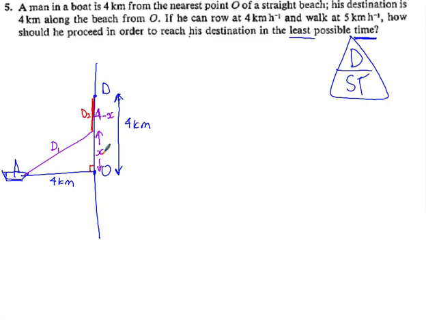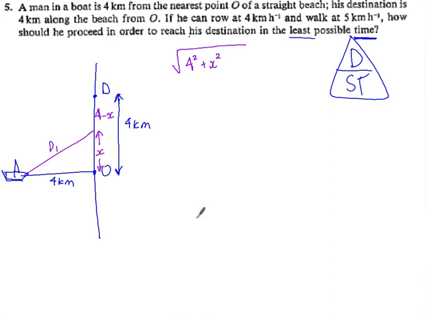But because we're trying to find time, and time is distance divided by speed. So our first distance there, D1, is the square root of 4 squared plus x squared. So that's our distance D1.